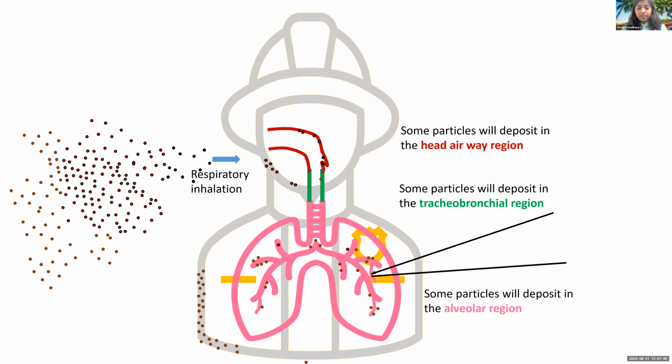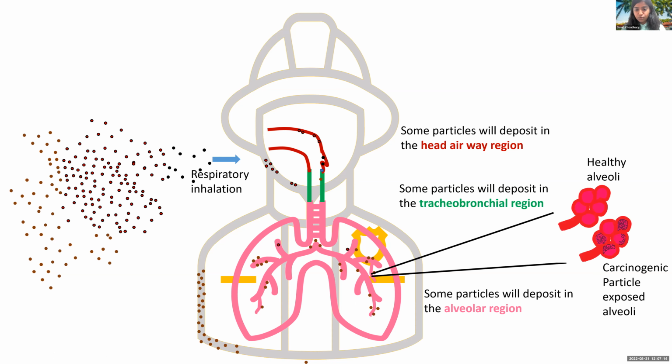If I look at how particles would be interacting with your alveolar region, just to zoom in, you have two different pictures here. Healthy alveoli, where particles are not present and it's very easily exchanging the gases with the bloodstream. But in the case of carcinogenic particles, your alveoli would no more be healthy and it would be damaged.